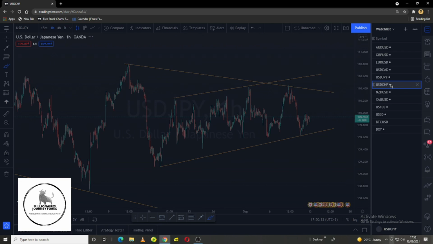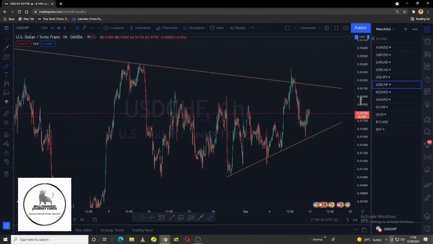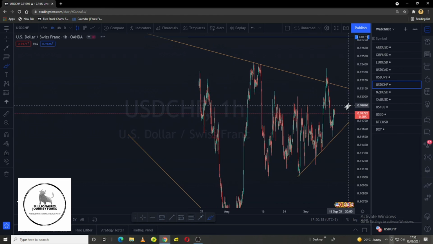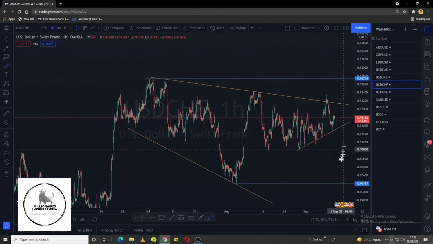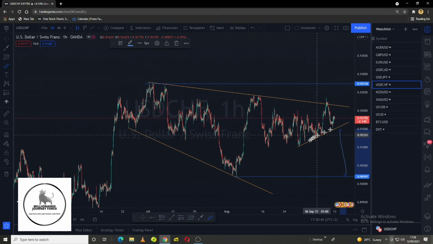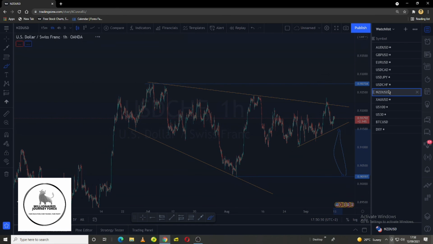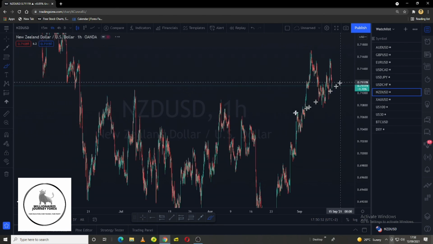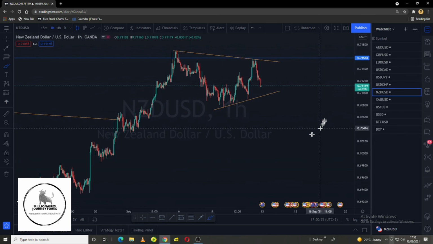Let's take a look at our last pair. USD CHF, still unclear, but a trade we might take is if it breaks this line, and then we might assume that it's coming there. Let's look at NZD USD. I'm skipping USD CHF because it seems like for when the market opens, there's nothing to be on the lookout for.